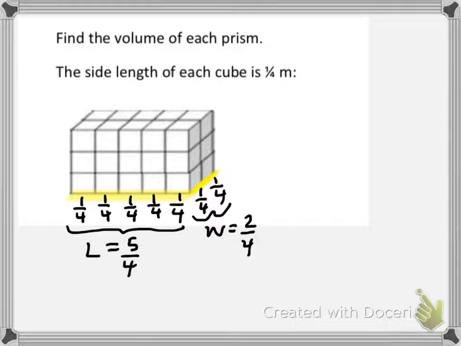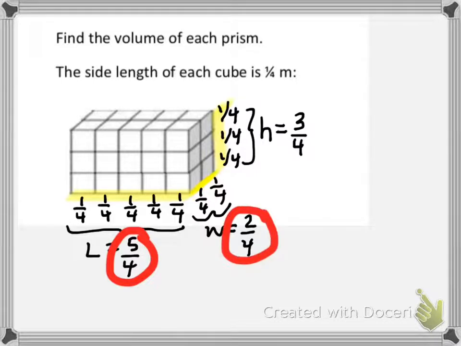And the last piece we're going to look at here is the height. Again, if each of those cubes is 1/4, so you have a fourth for the top, a fourth for the middle, and a fourth for the bottom, that means the full height of this rectangular prism is 3/4 meters. Now we can take these values, the length of 5/4, the width of 2/4, and the height of 3/4, and put those into our equation.